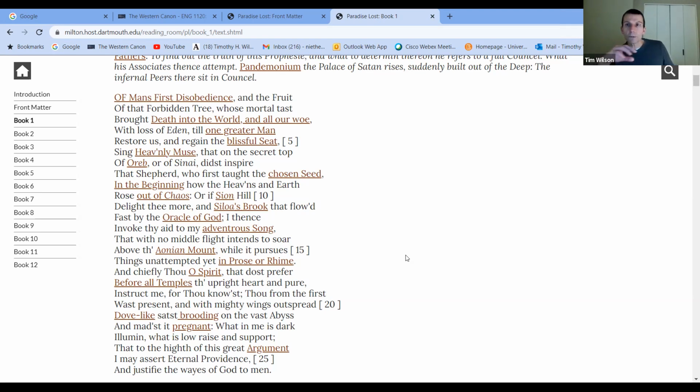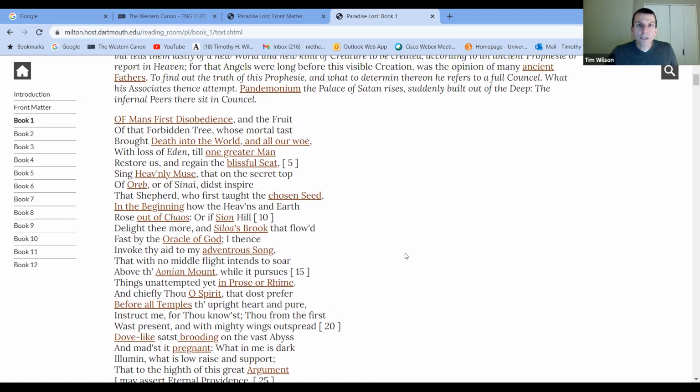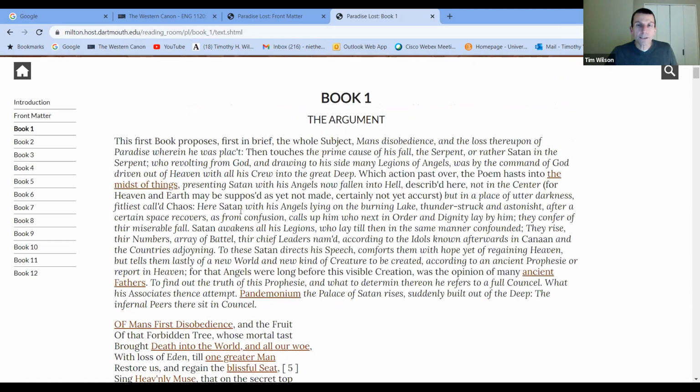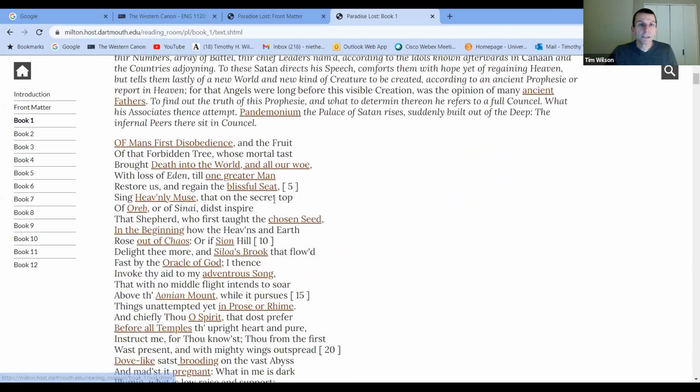As I said, my recommendation would be to go through, forget the notes for the first go-around, and just try to get a sense of the overall flow. What is he talking about on the highest level? There are also these prose arguments, which are summaries of what's going to happen in each book. Each book is like a chapter of the poem, just like the books of the Aeneid.